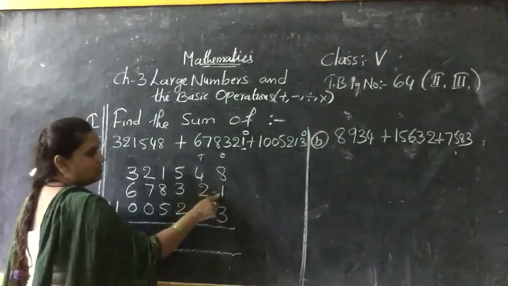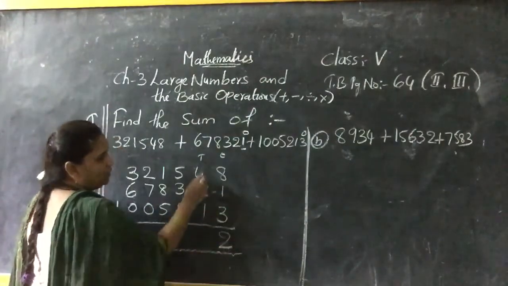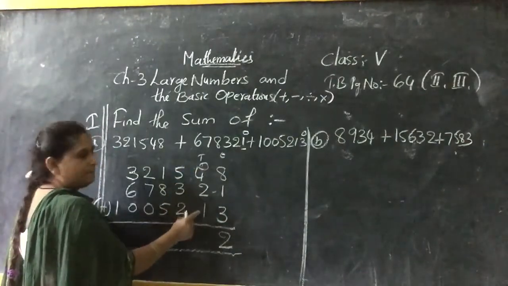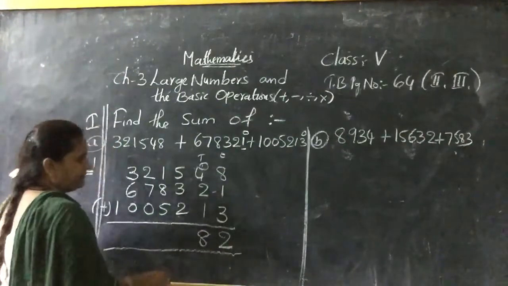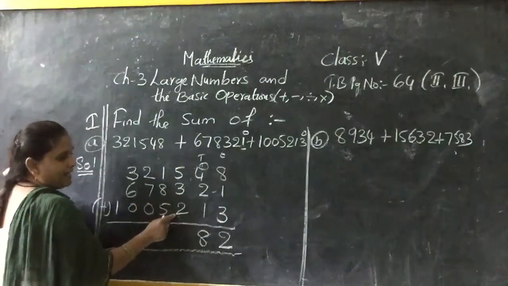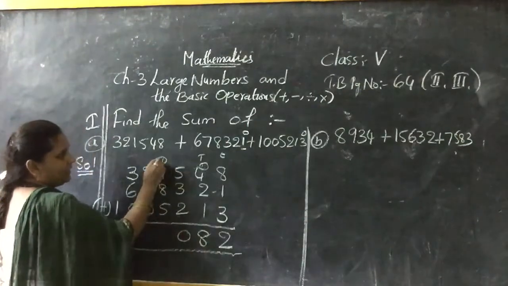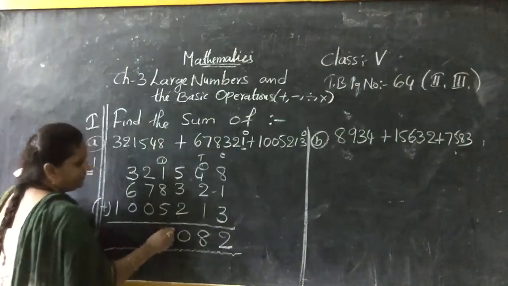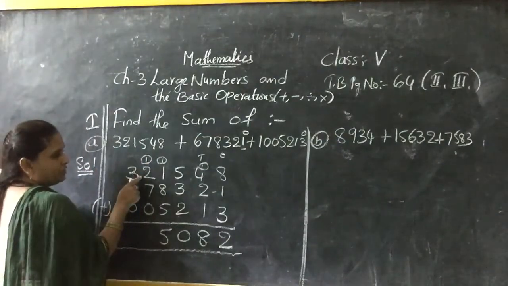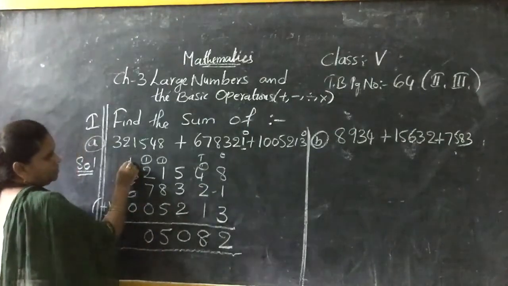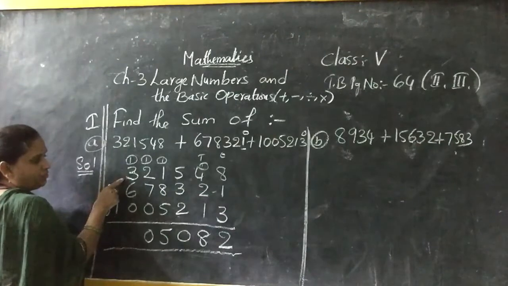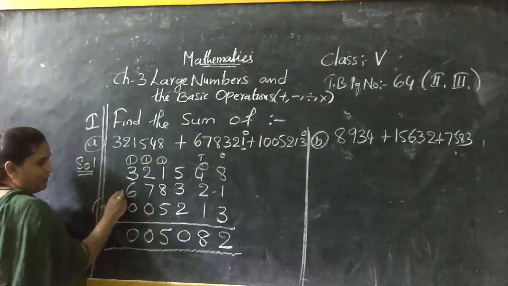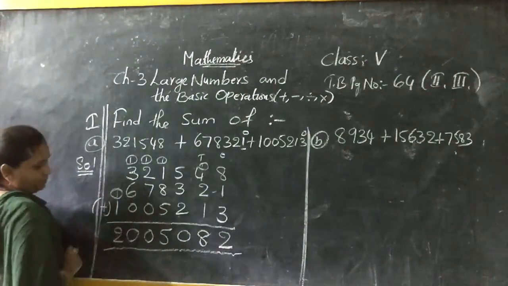8 plus 1 is equal to 9. 9 plus 3 is equal to 12. 1 carry forward. 1 plus 4 is equal to 5, plus 2 is equal to 7, plus 1 is equal to 8. No carry forward. Next 5 plus 3 is equal to 8, and 2 is equal to 10. 1 can be carried forward. 1 plus 1, 2. 2 plus 8 is equal to 10. 10 plus 5 is equal to 15. 1 forward. 1 plus 2 is equal to 3. 3 plus 7 is equal to 10. 0 and 1. So 1 plus 3 is equal to 4. 4 plus 6 is equal to 10. 10 plus 0 is equal to 10. And again 1 forward. 1 plus 1, 2.